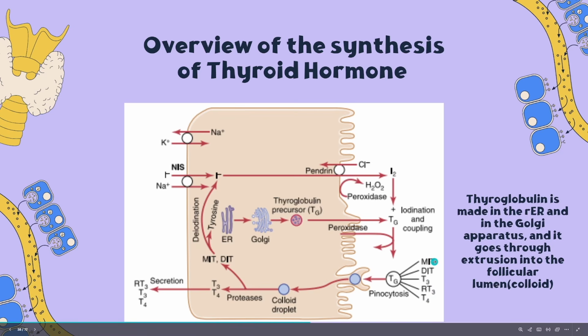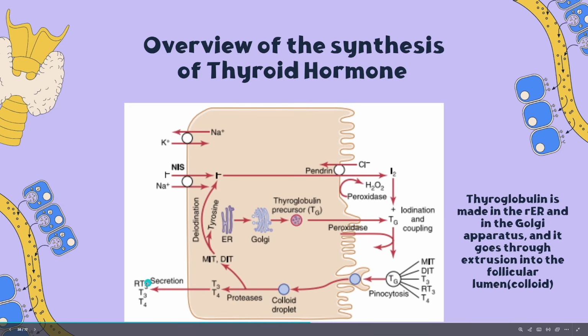T3 is formed when one MIT and one DIT are coupled together, and T4 is formed when two DITs are coupled together. Now that we have this thyroglobulin with all of these MIT, DIT, T3, and T4 on it, it's going to go through pinocytosis, which is a form of endocytosis, but with pseudopods. It's going to go in. Now we have a colloid droplet. We're going to hydrolyze the T3 and T4 from this colloid droplet through proteases found in the lysosome. And T3 and T4, they're lipophilic, so they're going to be able to go out of the cell into the blood through what? Through simple diffusion.